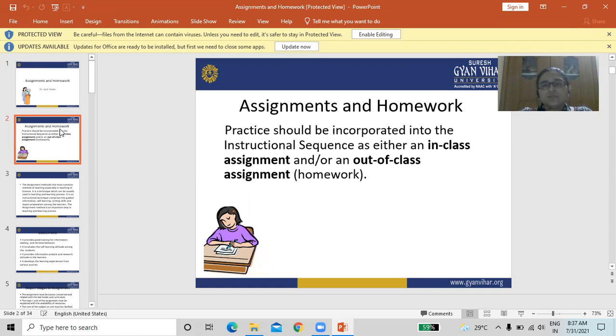Assignment and homework. Practice should be incorporated into the instructional sequence as either an in-class assignment or an out-of-class assignment, that is, homework.